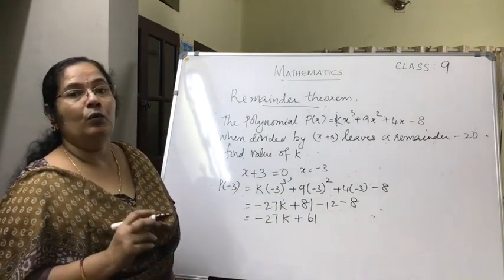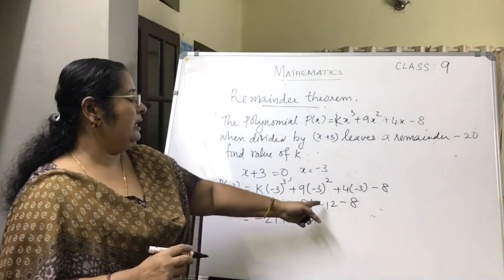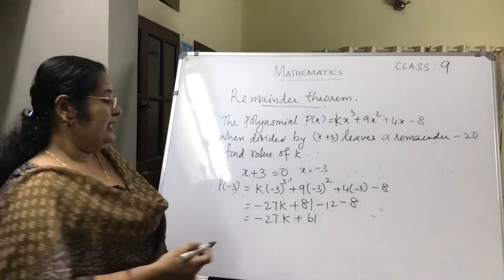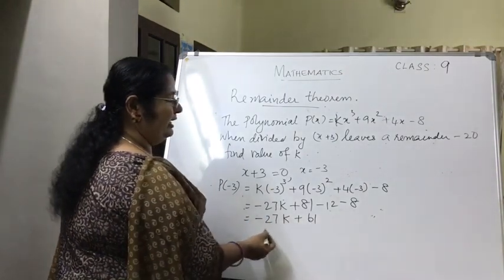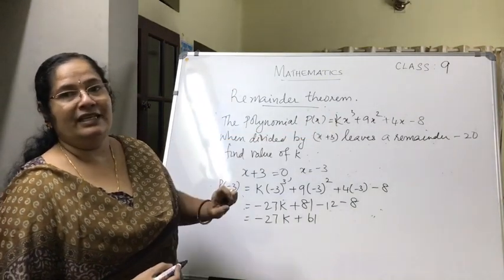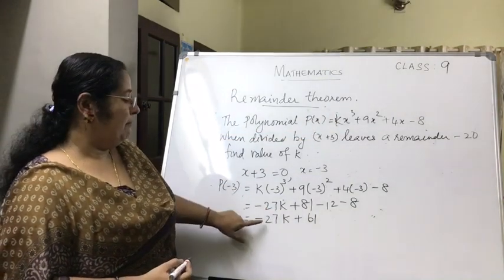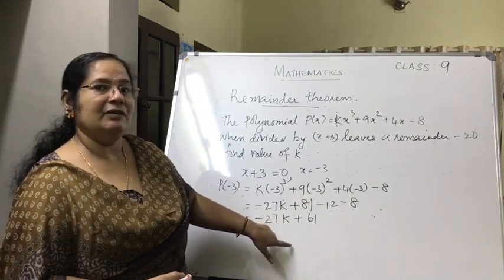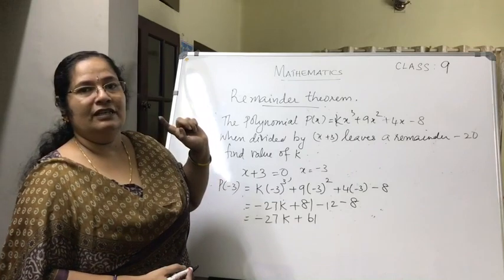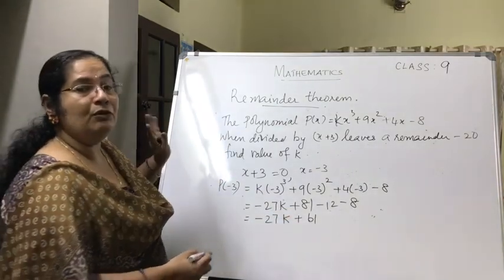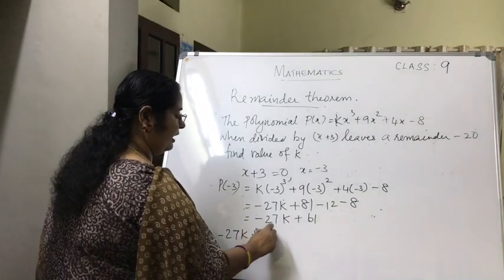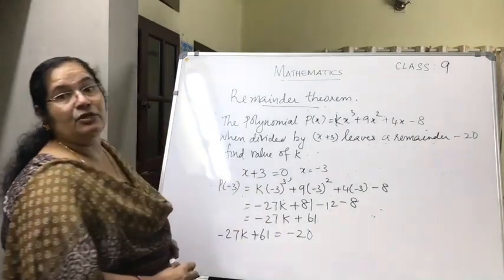Plus 61. Minus 81 minus 20 is 61. Now what is given for us? The remainder you get on dividing p of x with x plus 3 is minus 20. So what is the remainder we got? Minus 27k plus 61. This remainder's value is actually minus 20. So you are going to equate this remainder to minus 20. So minus 27k plus 61 is equal to minus 20.